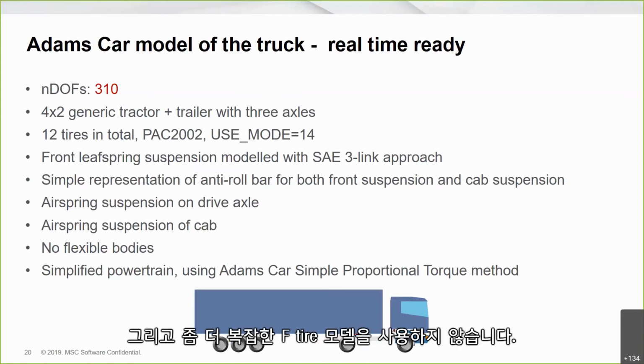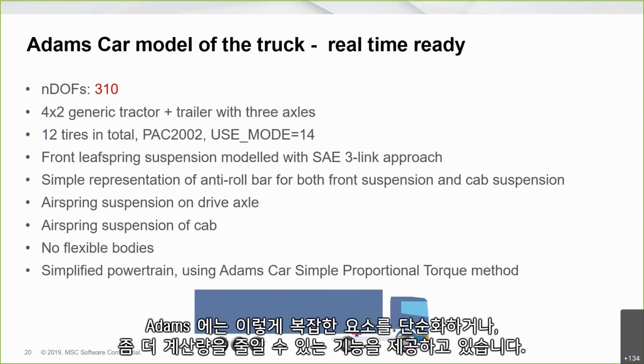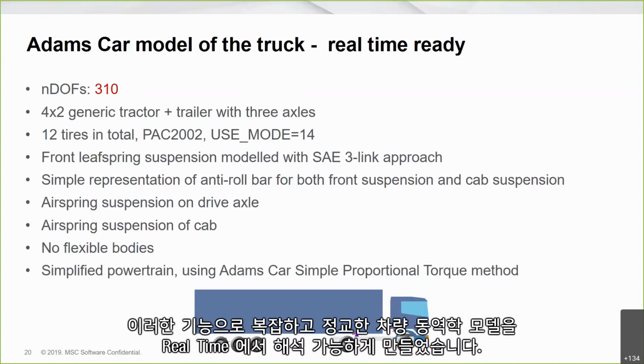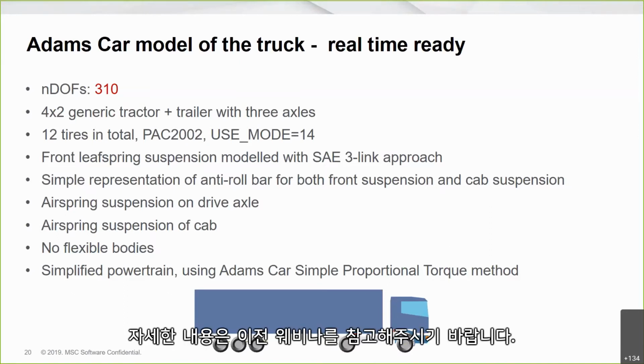Typically we don't include complex tires like FTire in those simulations. We use PAC 2002. And there's also a capability in Adams called model reduction, which will enable you to reduce some of the more complex parts into a rigid or simplified part configuration, so that you can make your Adams full vehicle model real-time compatible. For more details on those, please refer to some of the webinars we hosted before.